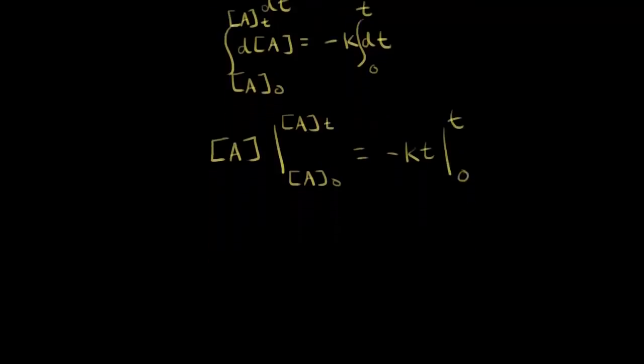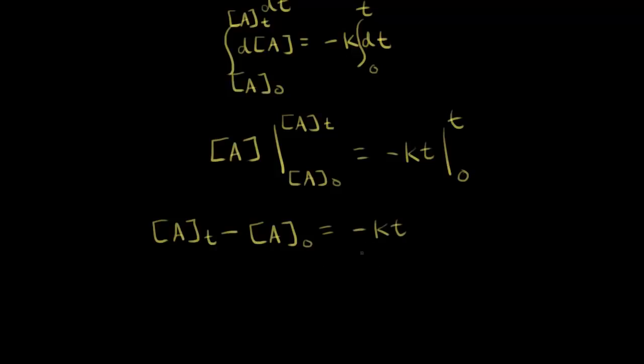Next, fundamental theorem of calculus, right? So we would get the concentration of A, right, minus the initial concentration of A is equal to, on the right side, that would just be negative kt. So we get negative kt here. And so this is one form for the integrated rate law for a zero order reaction.